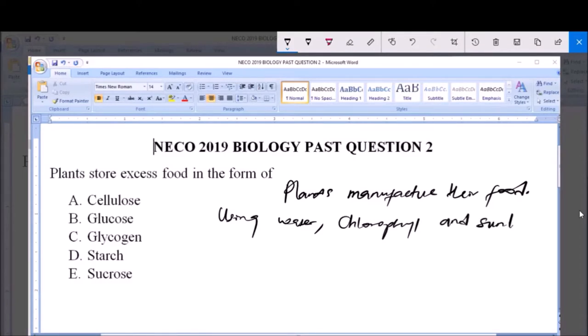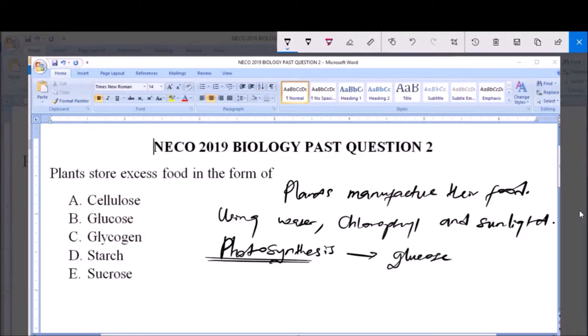So those are the three main factors required for production of plant food. And this process is what we call photosynthesis. Now, when photosynthesis occurs, plants manufacture their food in form of glucose, and the byproduct of photosynthesis is oxygen. But the glucose is the main thing here.